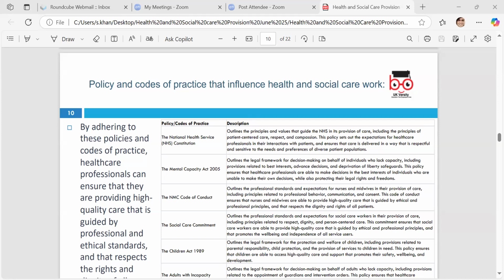Then we've got the Mental Capacity Act 2005. This is on behalf of adults 16 and over who lack capacity to make decisions. It aims to empower and protect vulnerable individuals by ensuring decisions are made in their best interest.